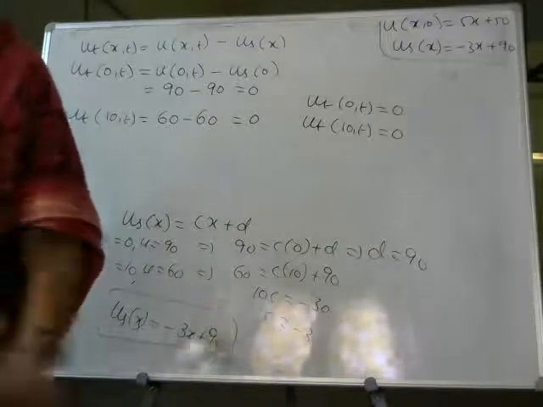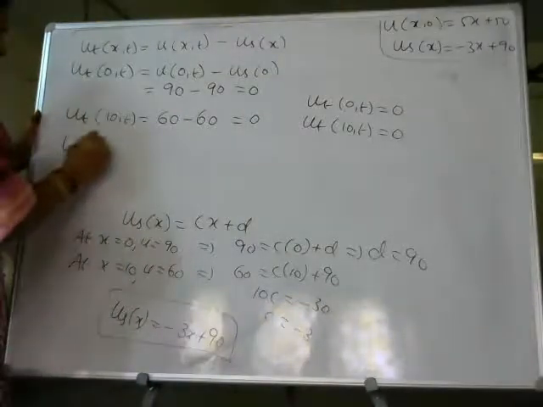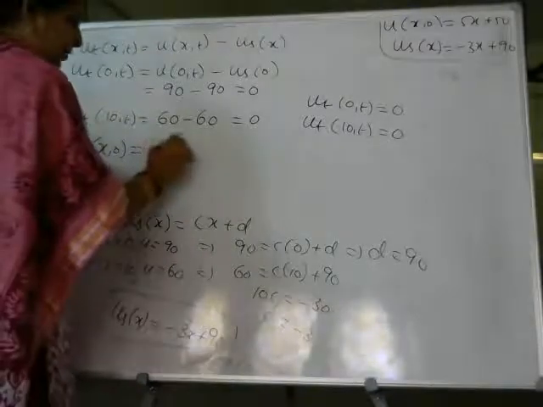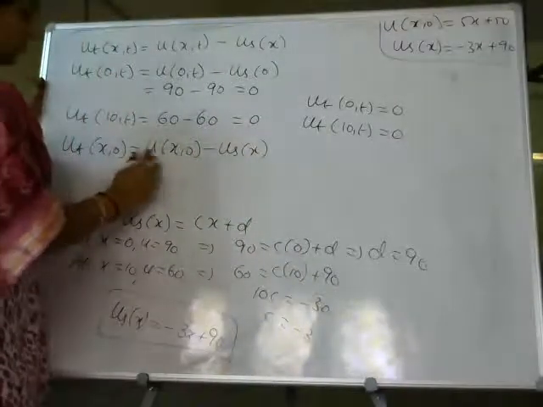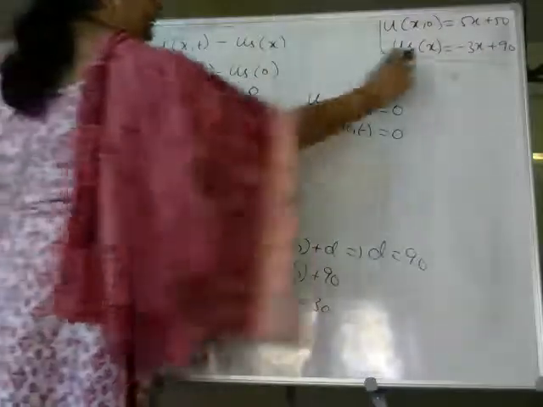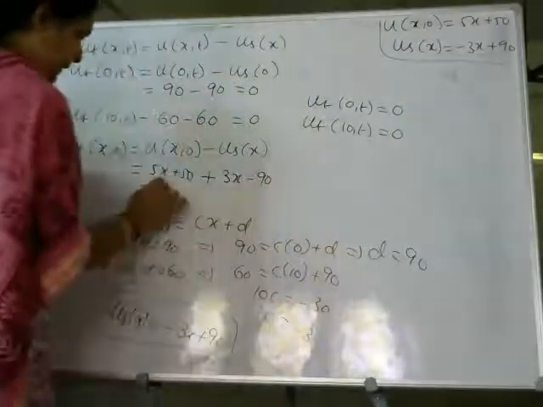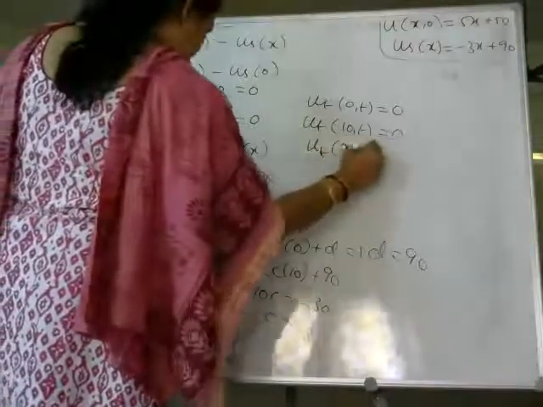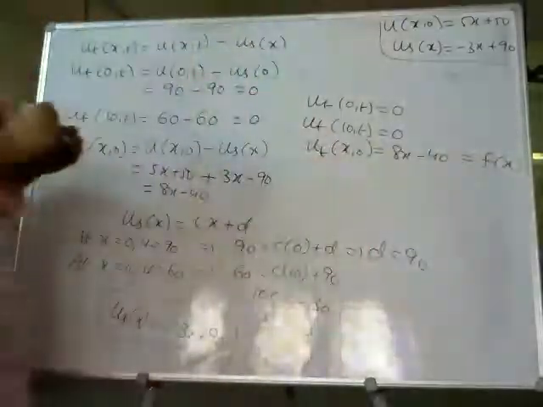We need the third condition also. What is the third condition? At t is equal to 0, the initial condition, ut at x comma 0. How we write this? u at x comma 0 minus us at x. u at x comma 0, whatever we have calculated, is 5x plus 50. This one. Minus us x. This is the value. Minus of minus 3x plus 90, so 3x minus 90. So what is the value? 8x minus 40. So ut at x comma 0 is equal to 8x minus 40. This will be taken as f of x now to calculate the value of bn.